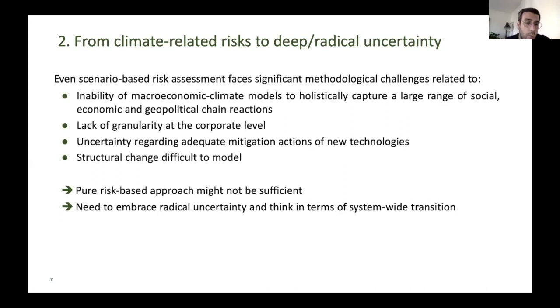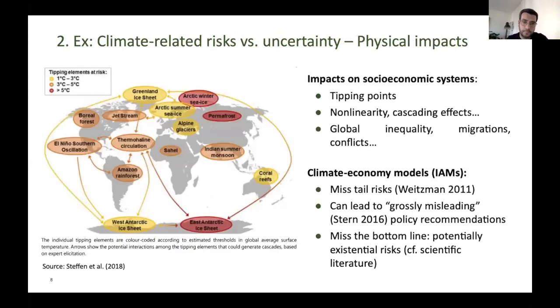And there's way too much uncertainty, even if you work on scenarios where you don't attribute a probability to the occurrence of each scenario. Even when you do that, you realize that there are so many variables and parameters going on that it is difficult to really deal with that. So we need to embrace the concept of radical uncertainty and think in terms of structural change or system-wide transition. And this is just one example in the case of physical risk, where you realize that if you want to measure them, you need to make some bets on which ecosystem will be threatened by climate change and how it could cascade down to other ecosystems.